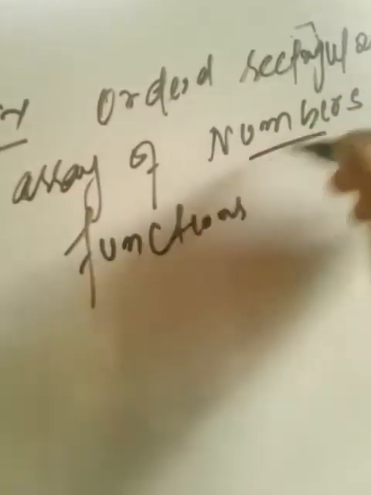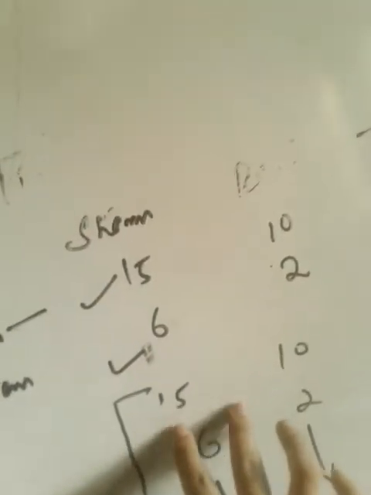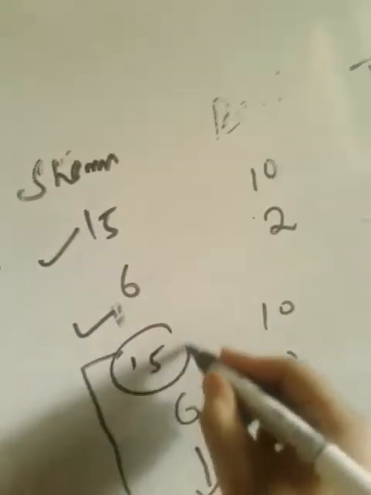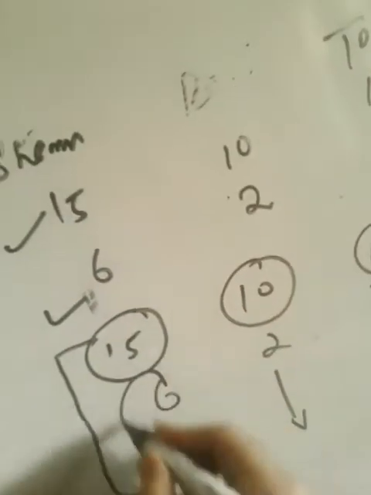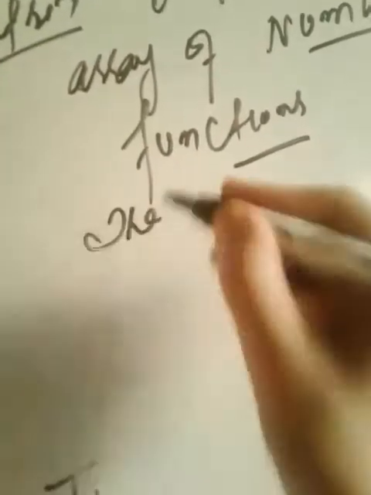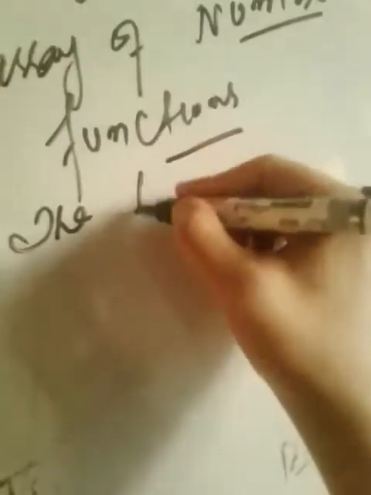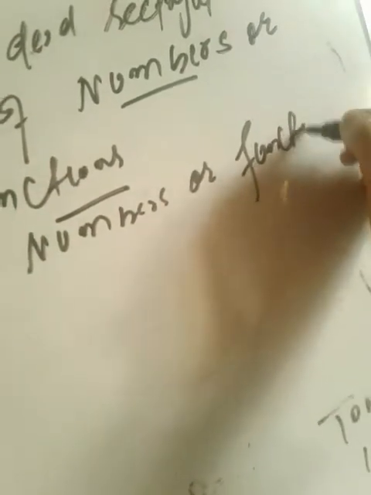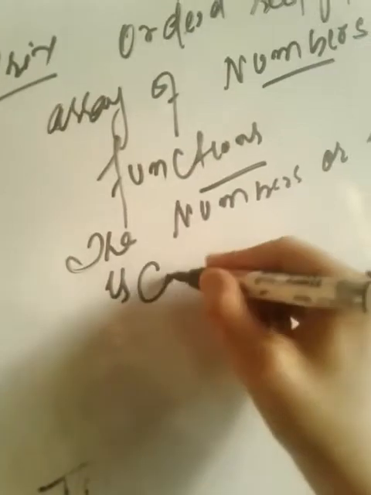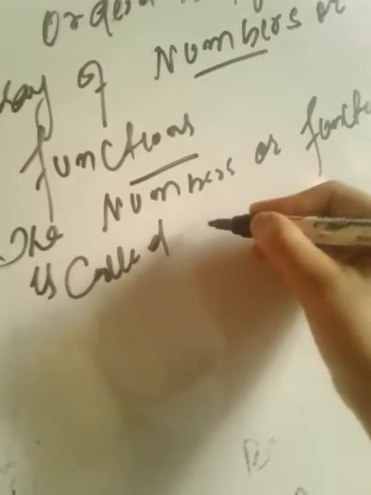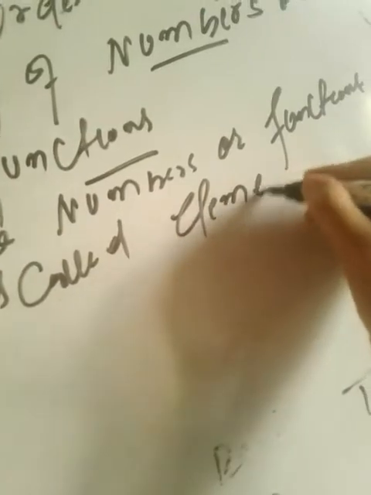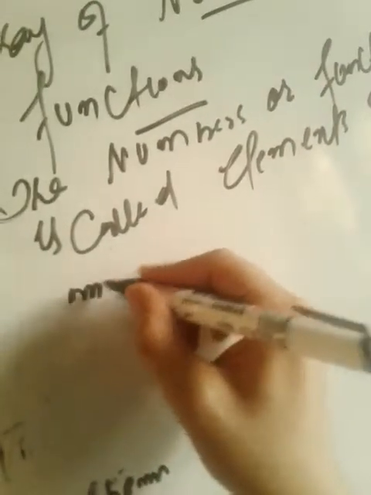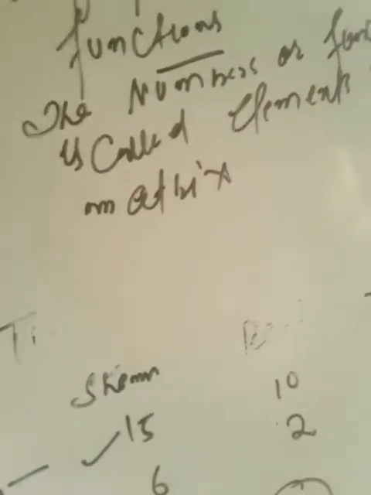So these numbers or functions, what are they called? Have a look, these are called the elements of the matrix. This is element 1, element 2, this is an element. These are all called the elements of the matrix. The numbers or functions in the arrangement are called the elements of the matrix. So I hope you get the definition of the matrix.